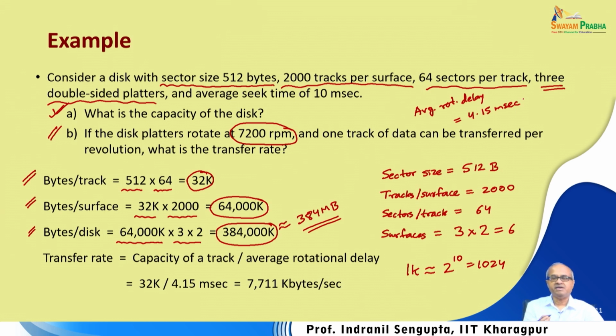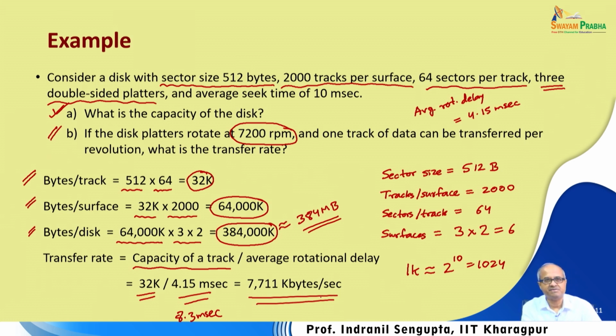So, what will be the transfer rate? The transfer rate will be, with respect to a disk, the capacity of a track, which is 32 kilobytes, which we have already calculated, divided by the average rotational delay. If you do not want to calculate the average rotational delay, you can also take the complete rotational delay, which will be 8.3 milliseconds. So, you will get the actual data transfer rate. Like this you can make a simple calculation of your data transfer rate, the capacity of the disk, and so on.